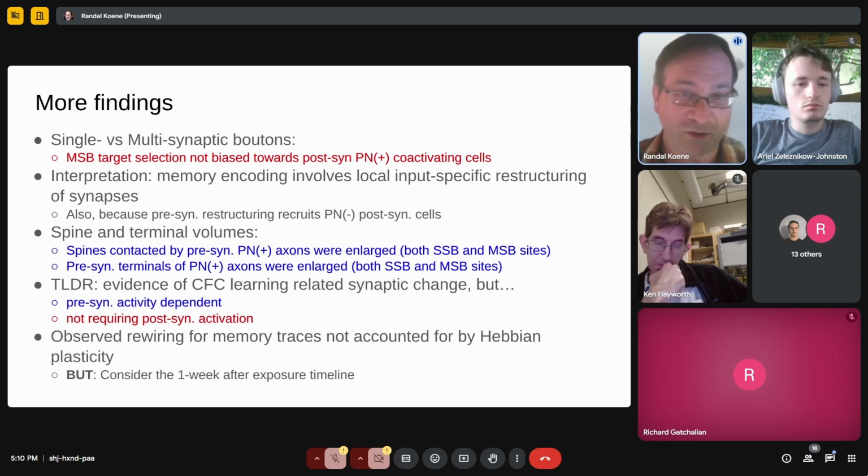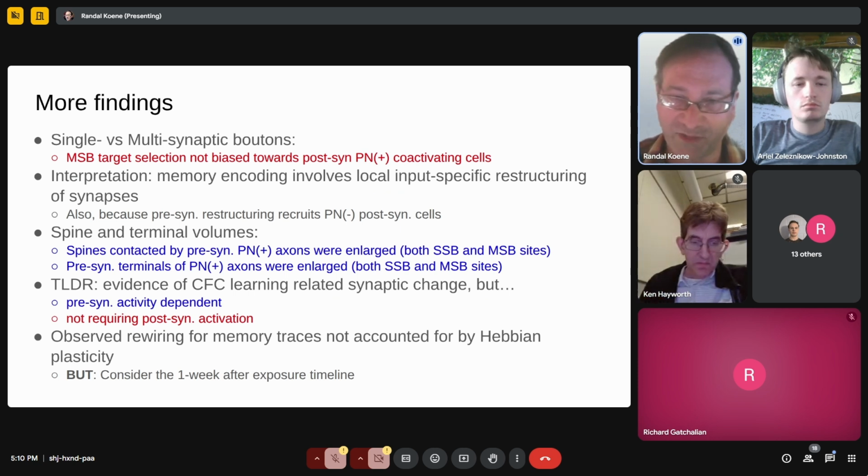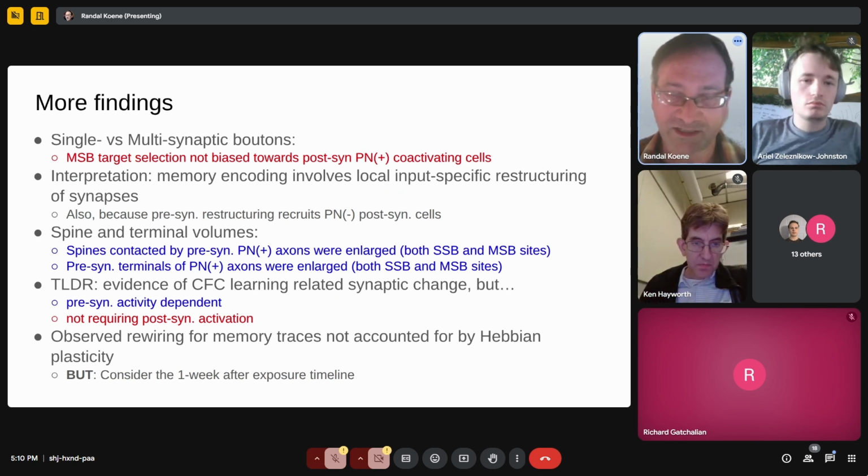They then go on to argue that Hebbian plasticity does not account for the observed rewiring of cellular substrates underpinning memory traces. This may be controversial and may go a bit far given the temporal characteristics of the study, which is something I'll get into later towards the end.